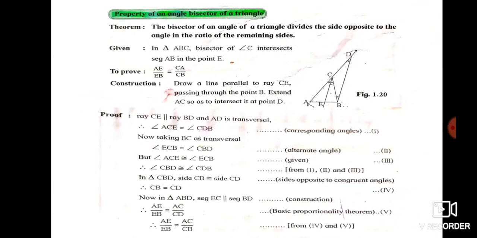Then we showed that angle ECB is congruent to angle CBE, alternate angles, which I had shown you. Angle ACE is congruent to angle ECB, given, because CE is the angle bisector. From all these three, we concluded that triangle CDB is congruent to CBD. Therefore, we can say that CB is congruent to CD. That was explained till here.